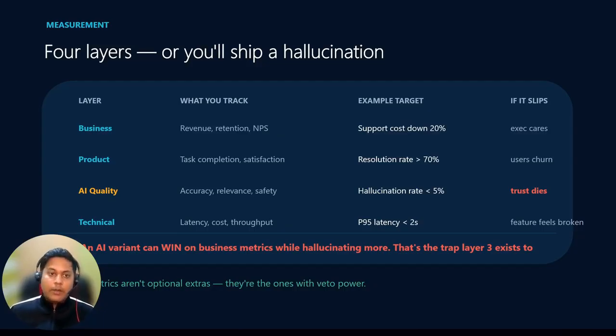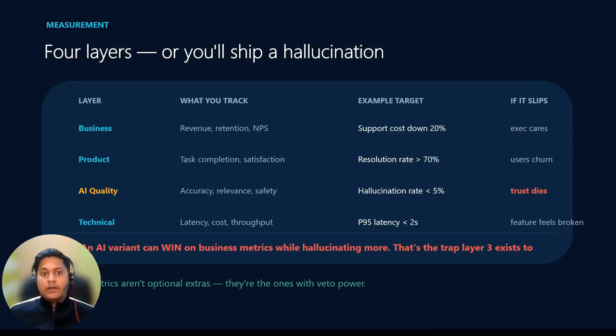And layer two is product metrics: task completion, satisfaction, resolution rates above 70%. This is whether the feature actually works for users. And layer three is AI quality: accuracy, relevance, safety, hallucination rate under 5%. And layer four is technical: latency, cost, throughput, P95 under 2 seconds. Because a brilliant answer nobody waits for is a broken feature. Also, watch cost, because per-token pricing means a successful feature can become an expensive one at scale, right?